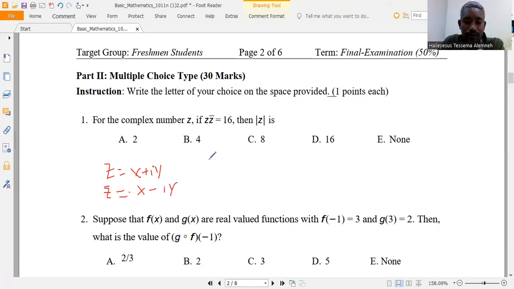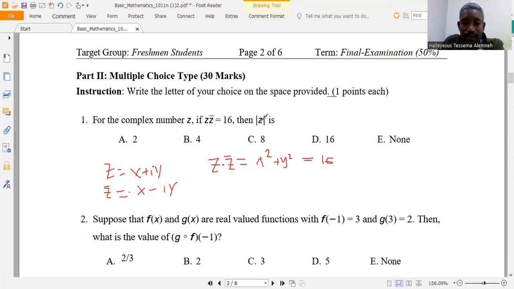So what will be the product of these two? z times z conjugate is equal to the product of these numbers, which gives x squared plus y squared. With this calculation, we get this one. Therefore, this one is given as 16.